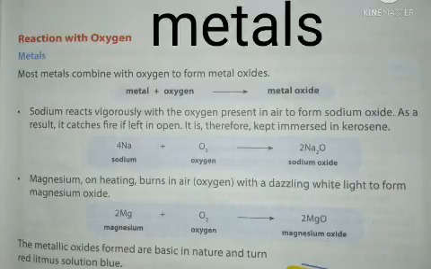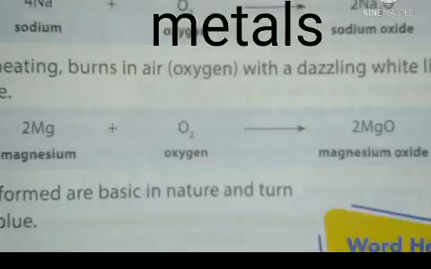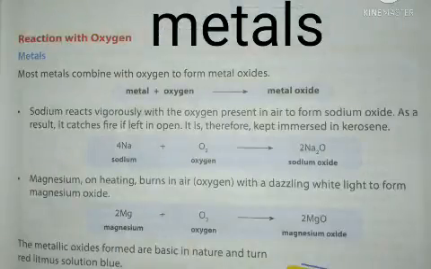The sodium reaction will be 4Na plus O2 giving 2Na2O. So, the balancing of this reaction is where Na is given 4 in the front and Na2O is given 2 in the front. Magnesium on heating burns in oxygen or air with a dazzling white flame to form magnesium oxide, and for magnesium it will be 2 Mg plus O2 giving 2 MgO, where magnesium is 2 in the front and magnesium oxide is 2 in the front of MgO.